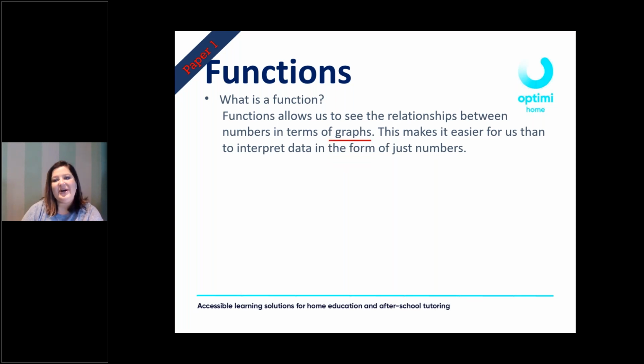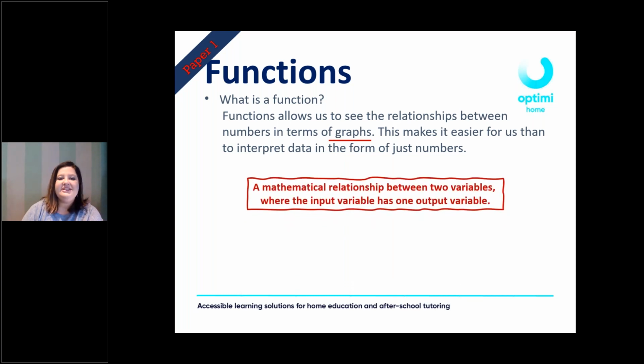Okay. So the word that I wanted you to pick up in our previous slide is the word graph. So a function is a graph, but it's a very specific graph. Now, this is a very mathematical definition of a function, and it says exactly what we said now. It's a mathematical relationship between two variables, where the input variable has one output variable. And that is what a function is. One input variable will only yield one output value.